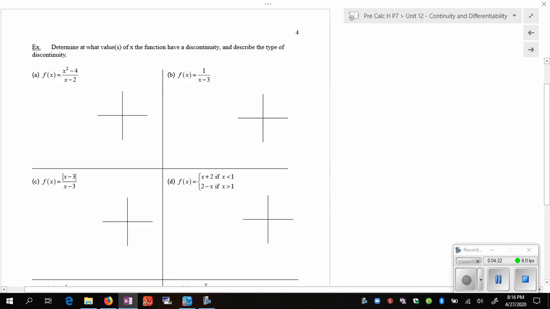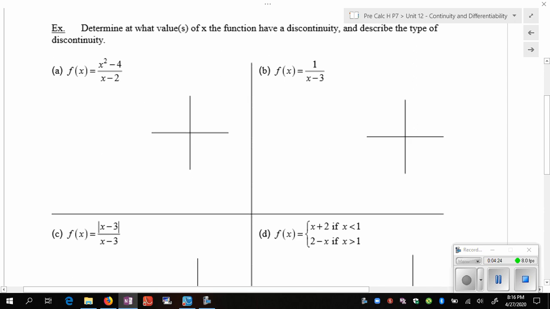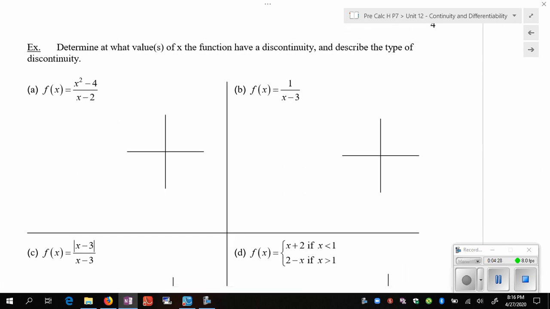All right, so let's answer a few questions here. First question, determine at what values of x the function has a discontinuity and describe the type of discontinuity. So we have this first one, the function (x squared minus 4) over (x minus 2). We can already see that the numerator is going to factor into (x plus 2) and (x minus 2). Now I'm not going to cross them out because the function does not exist at 2.